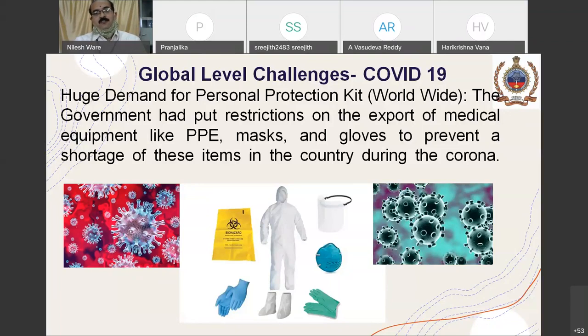The government had put restrictions. During COVID time, PPE kits were developed in India. In every gully, people had developed masks. They made anything, even a tailor had a good business because he was making masks. But the government felt that there is a huge requirement of PPE kits for India, so all the exports were banned. They put restrictions on PPE kits, especially masks, gloves, all these things, to prevent the shortage of these items in the country. They want all these personal PPE things to reach the entire 1.3 billion population.